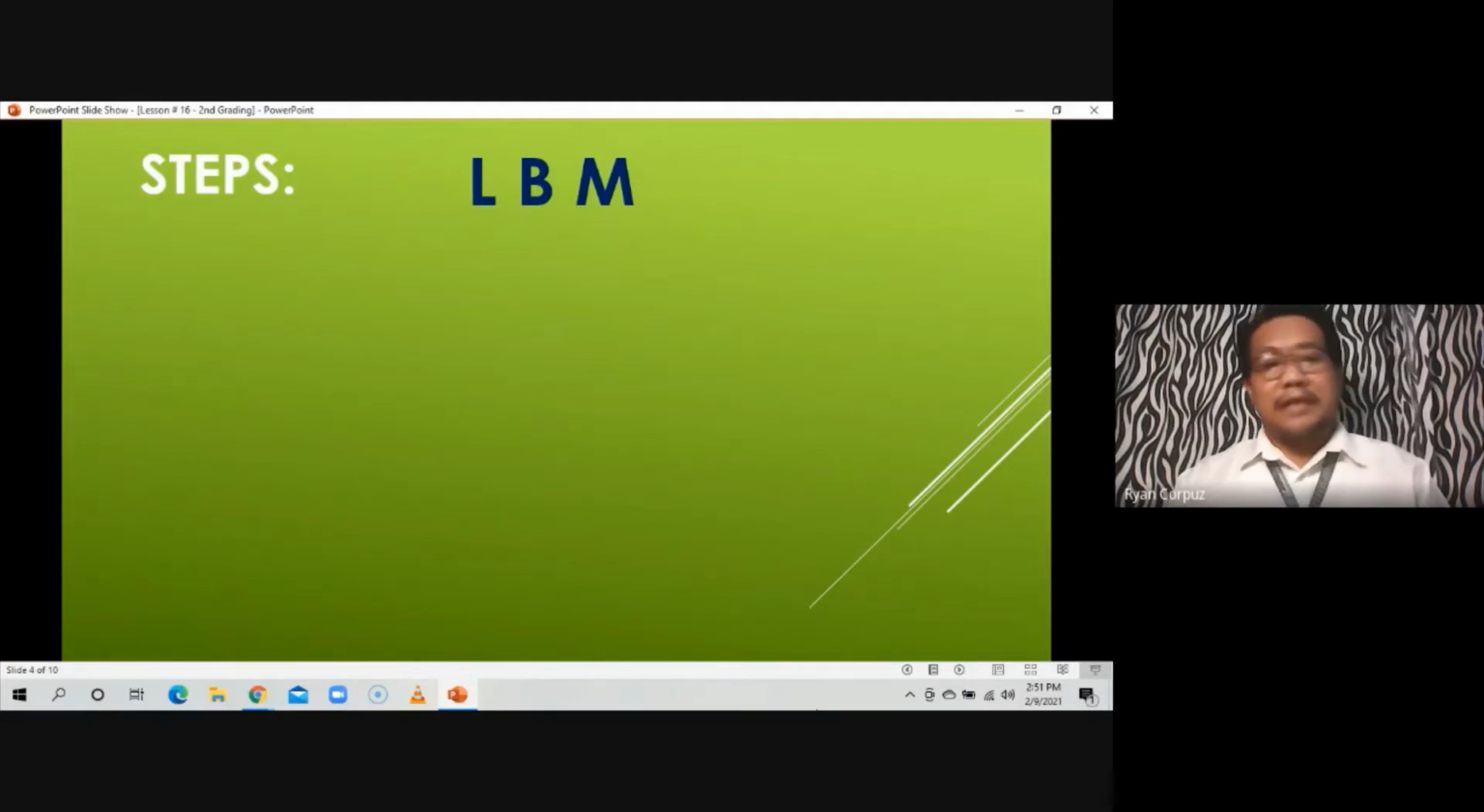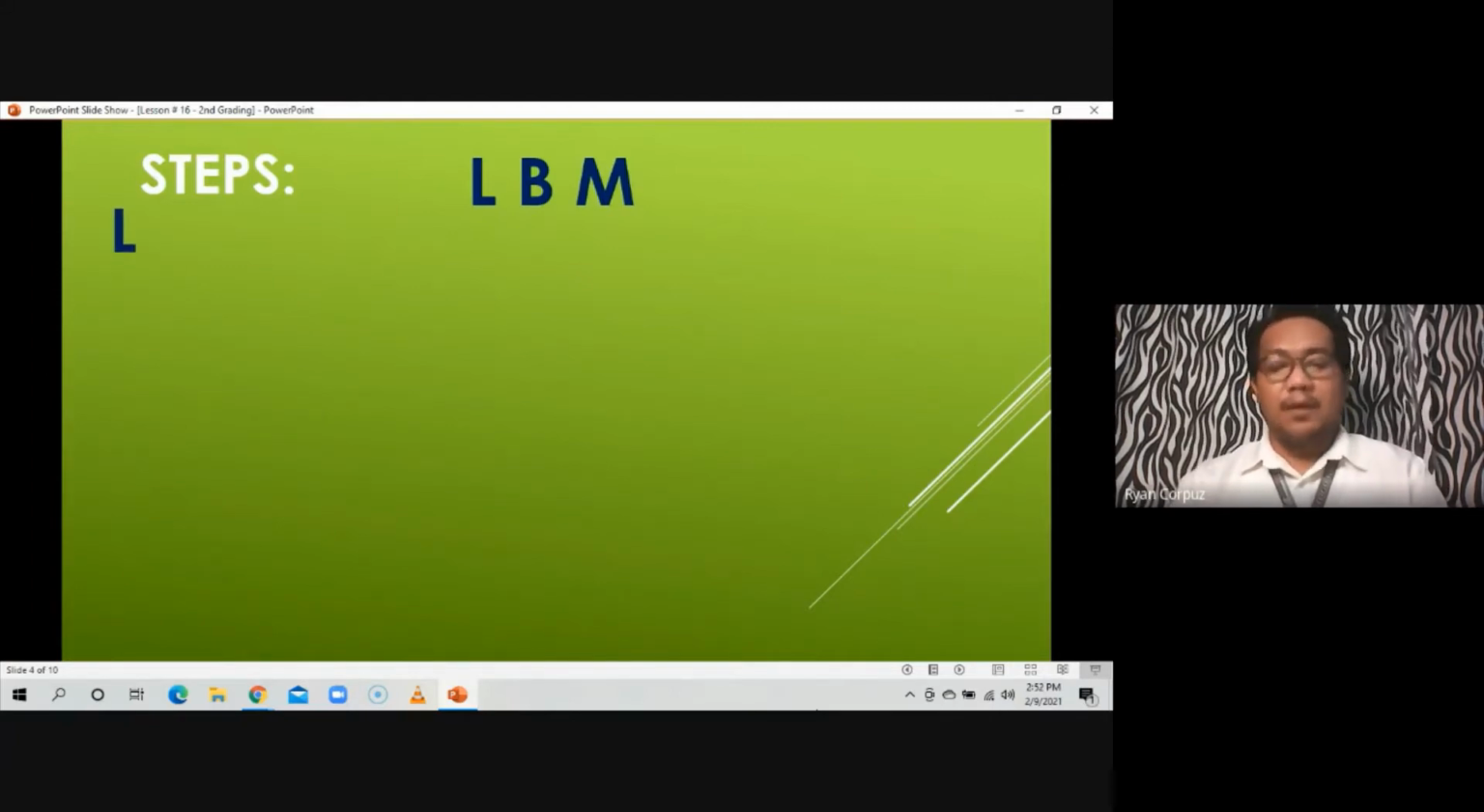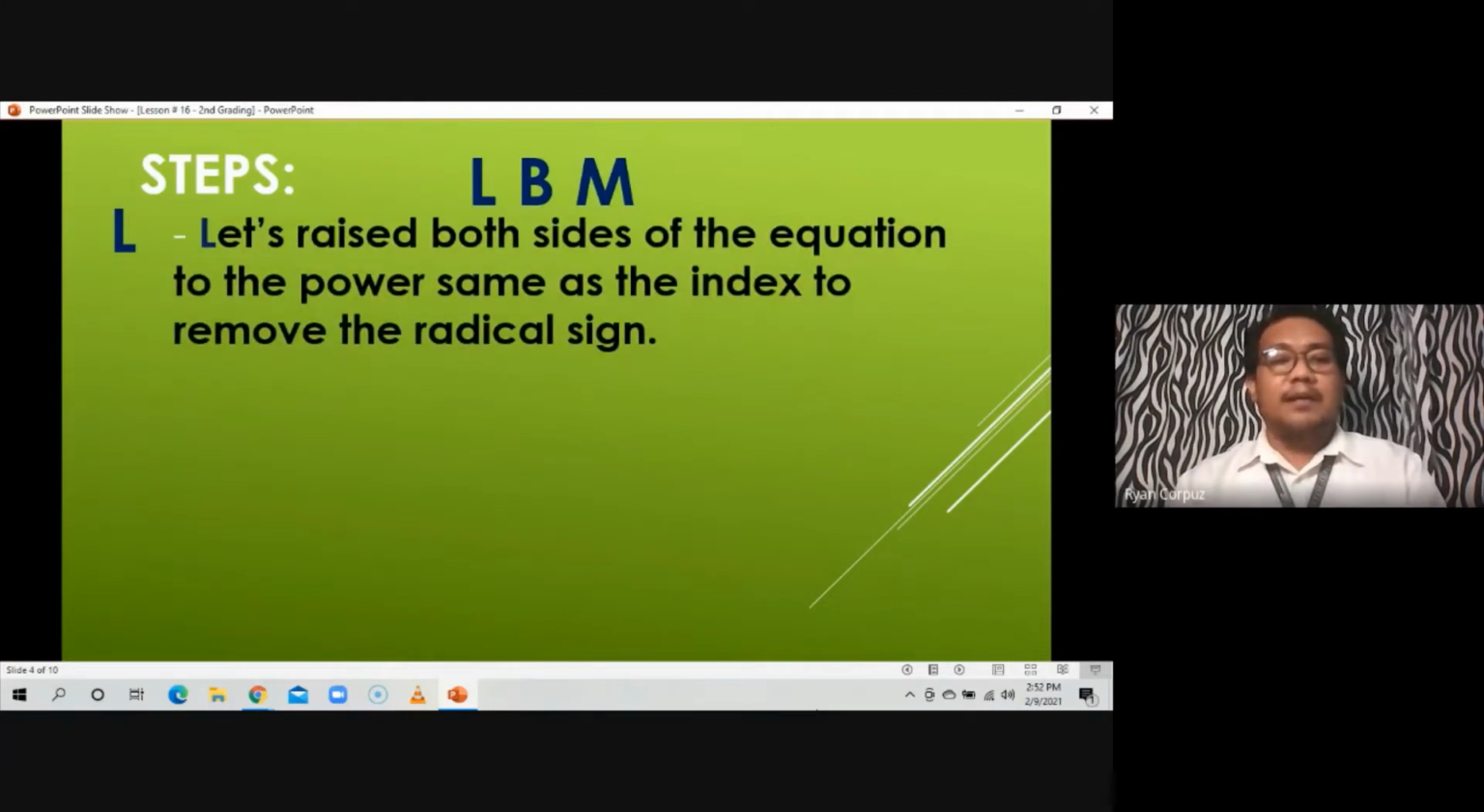So yun yung message natin, na steps natin na tinatawag natin LBM. So ano yung ba yung LBM na yan? So let's start with the first one. So L stands for, let's raise both sides of the equation to the power same as the index to remove the radical sign.